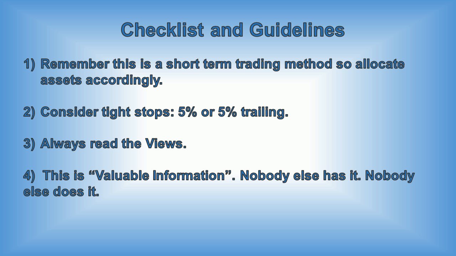So for this valuable information, we have a checklist and a set of guidelines I put together. Number one, remember this is a short-term trading method, so allocate assets accordingly. You don't need a $100,000 portfolio to apply this method. Number two, consider the tight stops we talked about, 5% at order entry, or perhaps 5% trailing. Once the stock begins to rise, you can change that stop. Always remember for any method that risk management starts at order entry, so you want to have that stop criteria in place. The third point here is always read the views.